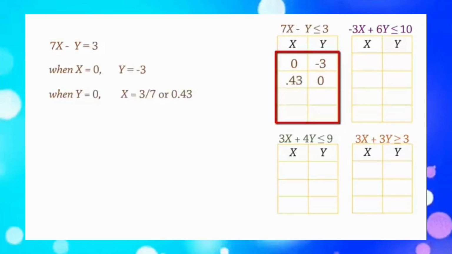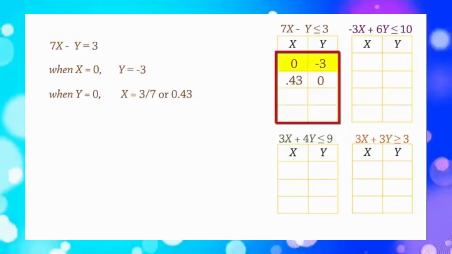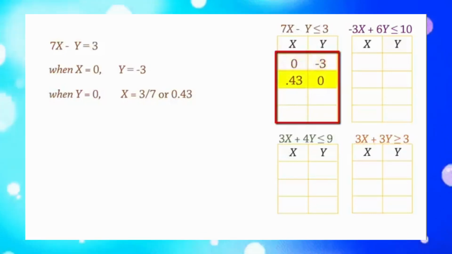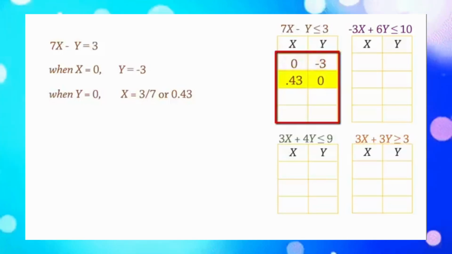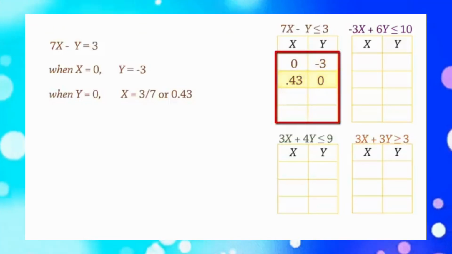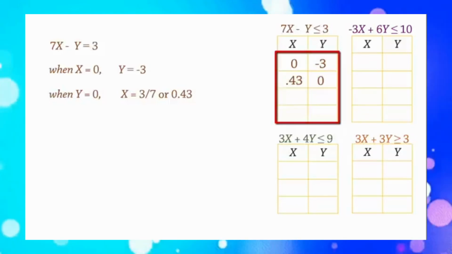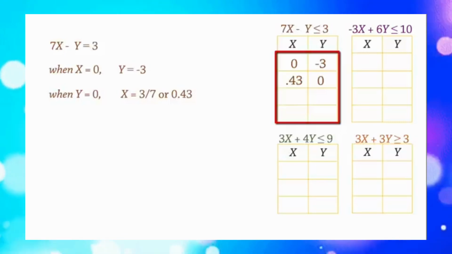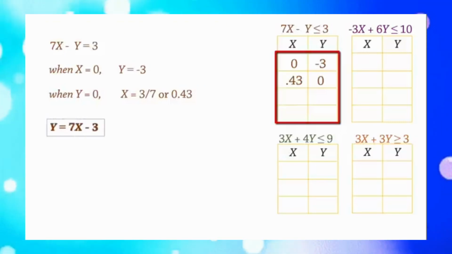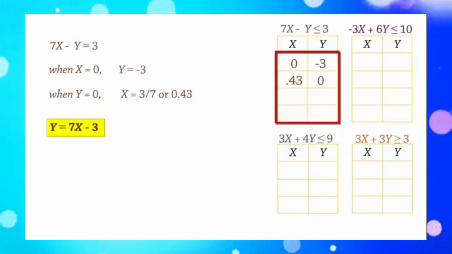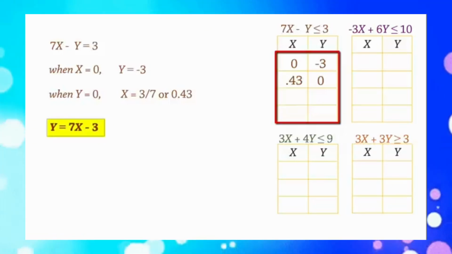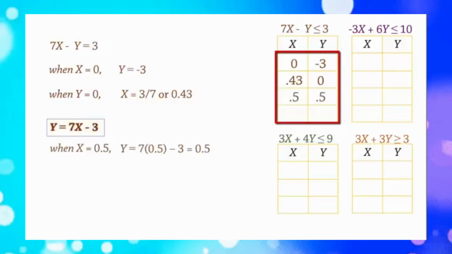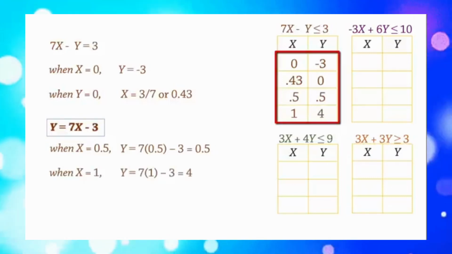These 2 points are not that useful to us because the first has a negative, which will take us far away from the feasible region and make the graph very small. The other has a fractional value that cannot be easily located on the graph. So let's try finding more points. To make it easy to find useful points, it is better to rewrite the equation in terms of one variable. In this case, we write it in terms of y. That is, y equals 7x minus 3. We can now use trial and error to find better points. For example, when x equals 0.5, y also equals 0.5. And when x equals 1, y equals 4.